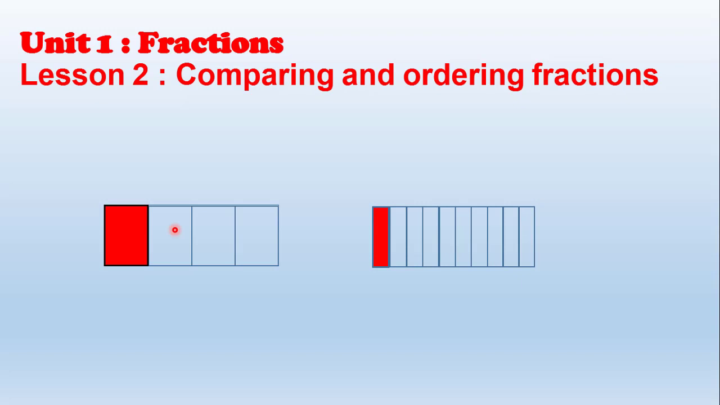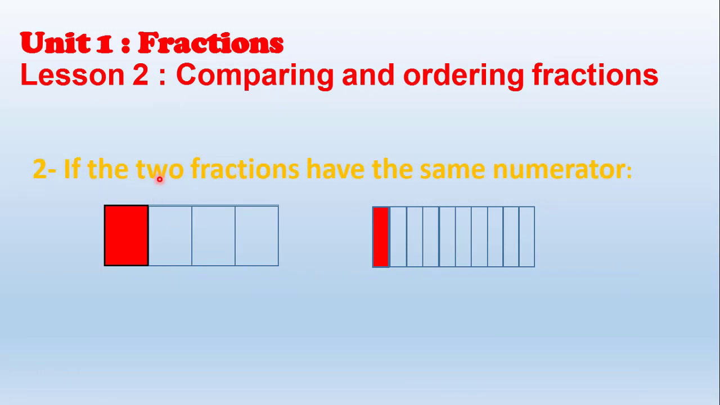Let's move to the second case. In this case, the two fractions have the same numerators. Okay, let's write the fractions here. In the first one, we have 1 colored part out of 1, 2, 3, 4. So 1 over 4. The second one here, 1 out of 10. So 1 over 10. As we can see, this part is less than this part. So 1 over 4 is greater than 1 over 10.